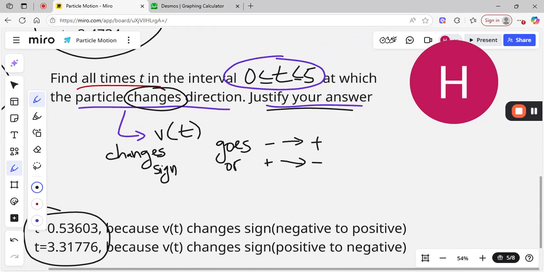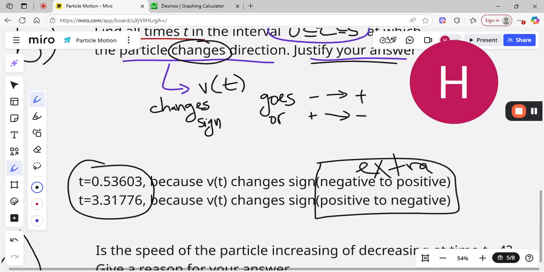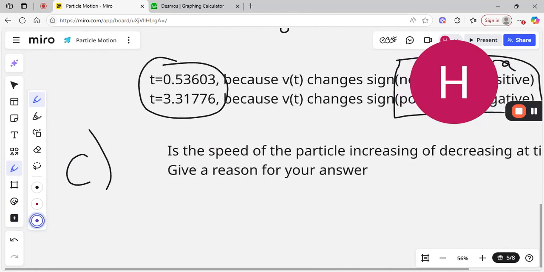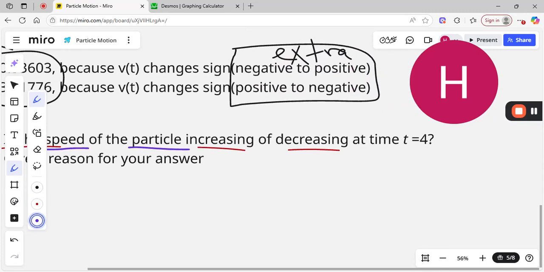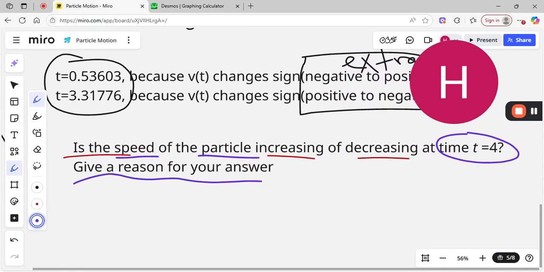It asks to justify, so we have this extra little stuff. And I think it's fine to justify up to that point. This is a little extra. That's all. Okay, part C. Is the speed... It's kind of just like an is question. Is it increasing or decreasing at time t equals 4?